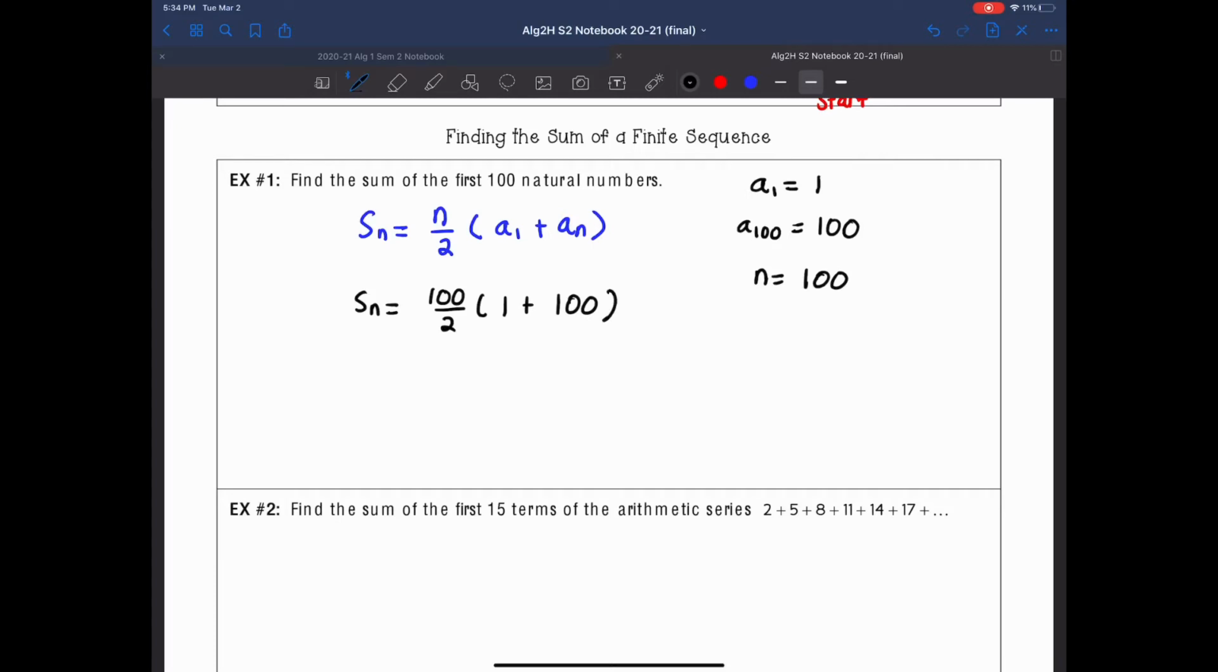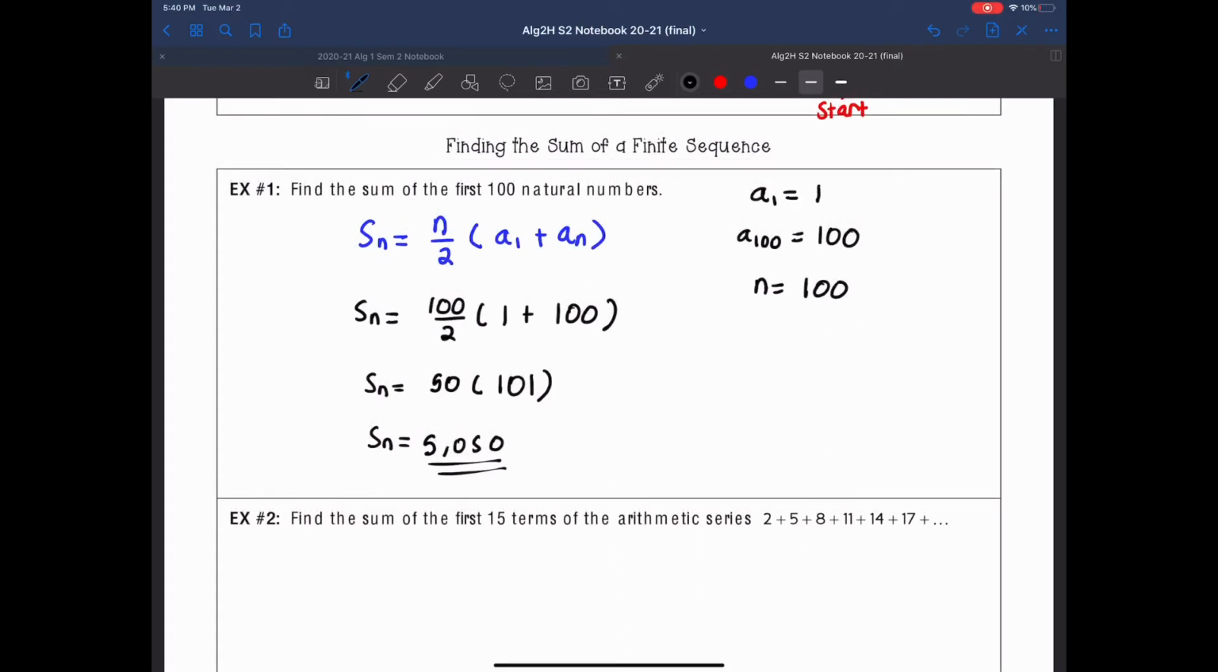All right, so let's go ahead and do this problem. We're just going to simplify the inside of the parentheses first. I get S sub n is equal to 50 times (1 plus 100). That is 101. And then I know that 50 times 101 is going to give us S sub n equals 5,050. So what this means is the sum of the first 100 natural numbers, 1 through 100, is going to give you 5,050.